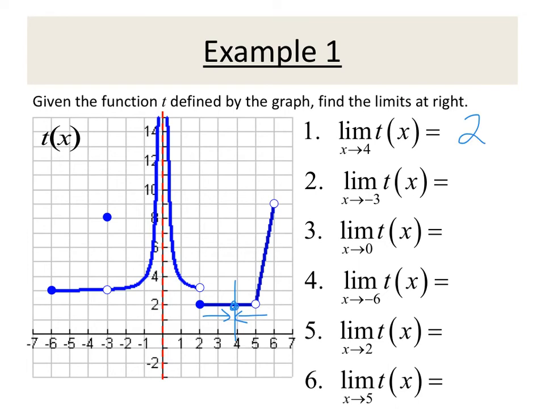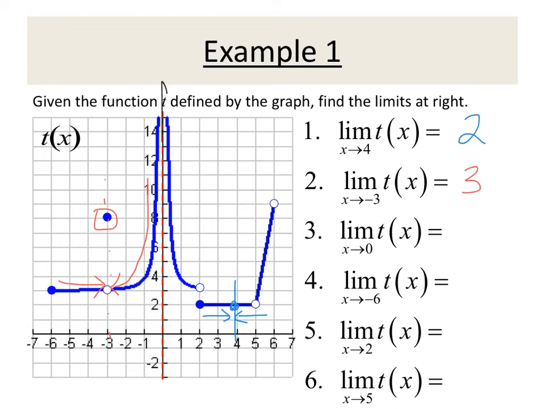Right? The second one, limit of t of x as x approaches negative 3. So here's my negative 3 mark, and I'm following the graph. From the right side, it's approaching 3. From the left side, it's approaching 3. Now notice the function there, t of negative 3 is actually equal to 8, but that's not what the limit is telling us. The limit is telling us what's happening as I come in from the left and the right, where are we approaching? Number 3.